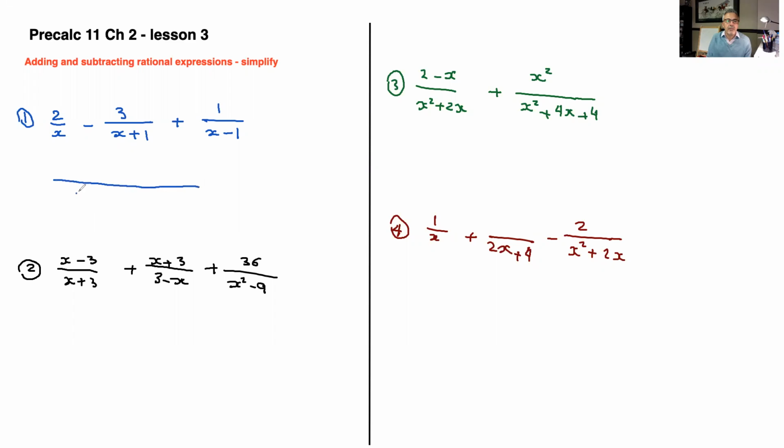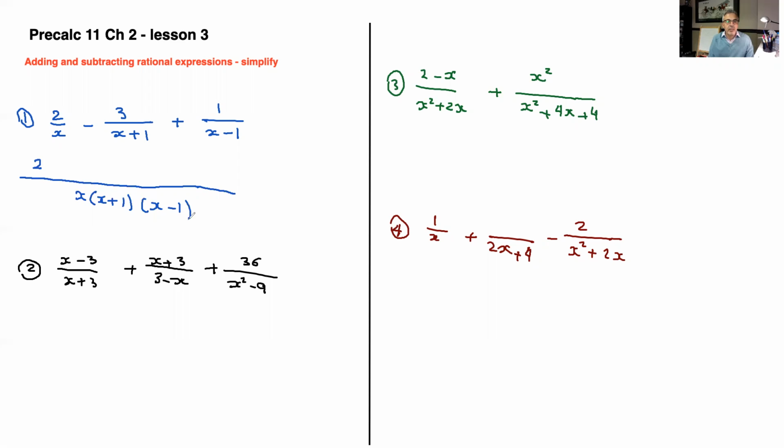I write the common denominator once, and it's all of them: x, x plus 1, and x minus 1. Since these are binomials, you have to write all of them down. So all of these are the common denominator. Now, what am I going to multiply the 2 by?